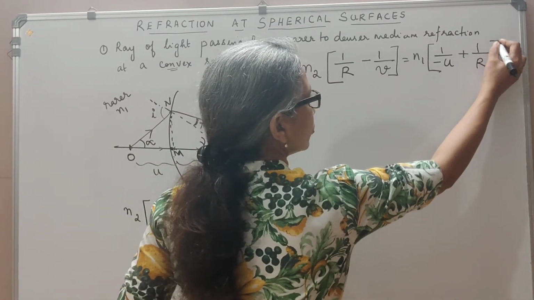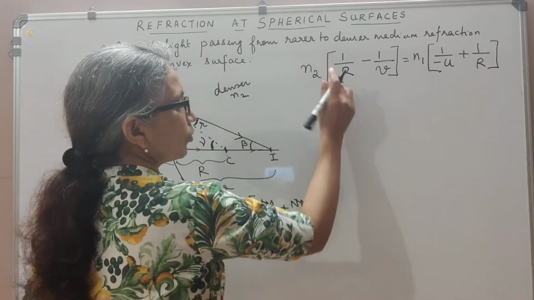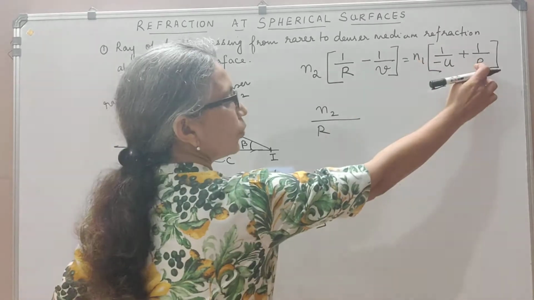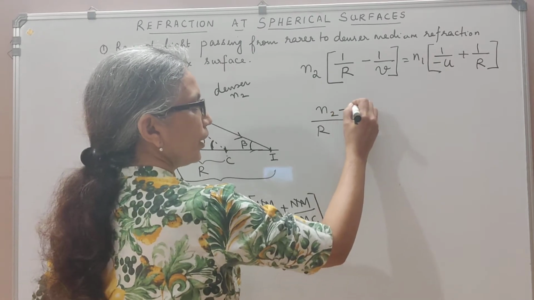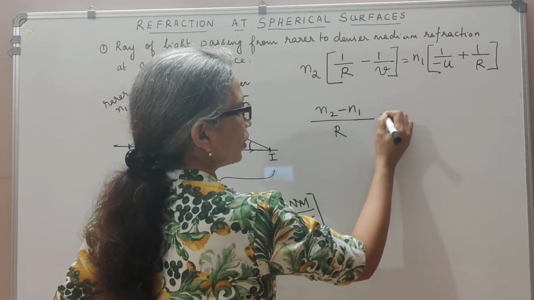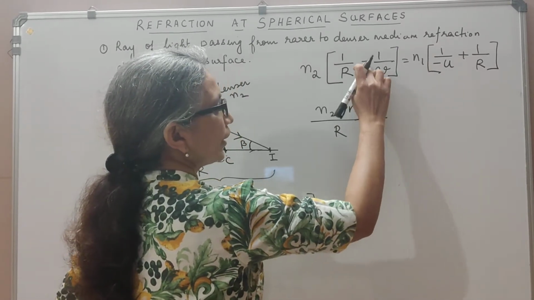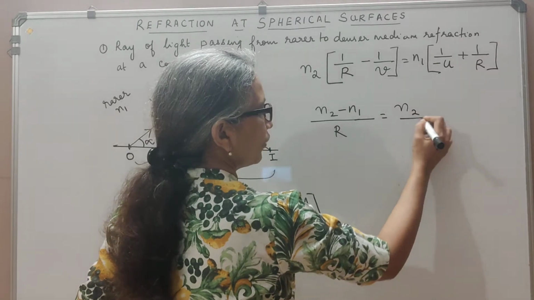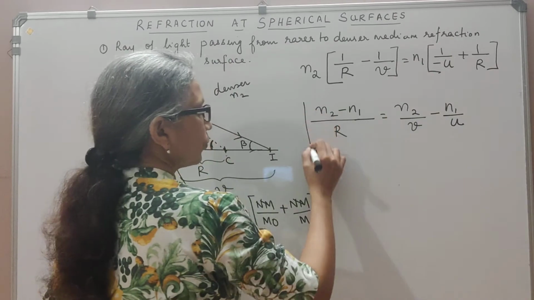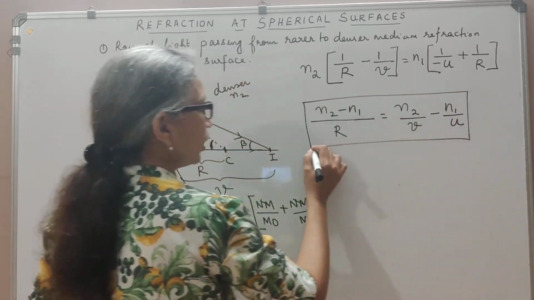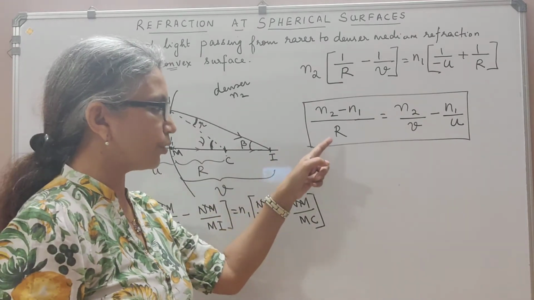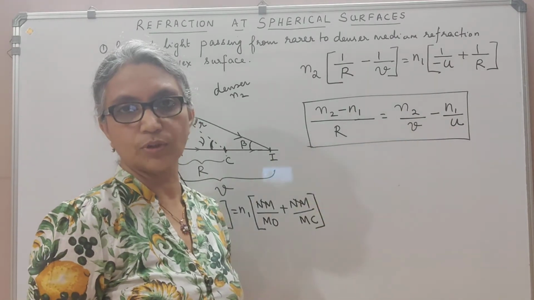I am simply going to rearrange this, which means I am going to put this as N2 by R here, plus I am going to bring this N1 by R to the left. So this will be N1 by R, common R, is equal to, here N2 by V is a negative, so I will take it to the right as N2 by V, and this will be minus N1 by U, which is what we wanted. Very important relation that connects the refractive index of the two media, N1 and N2, to the radius of curvature, the image distance and the object distance.